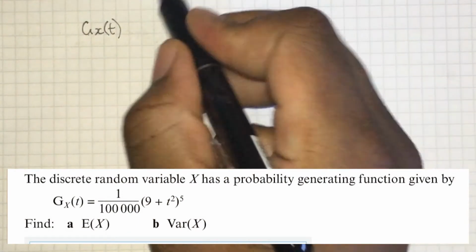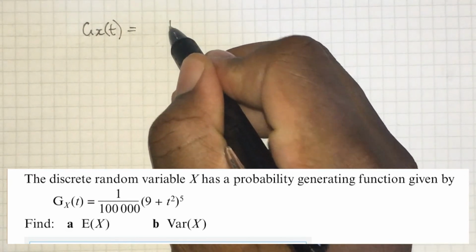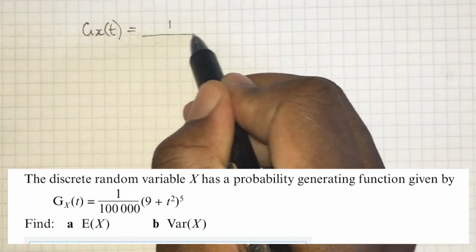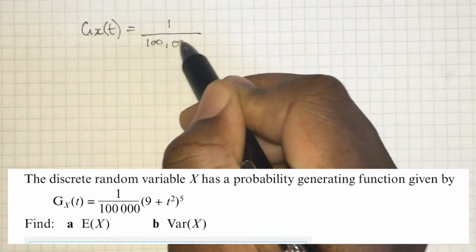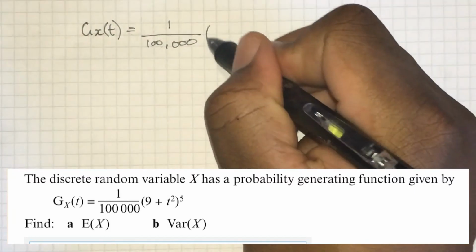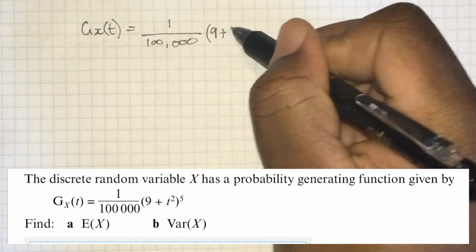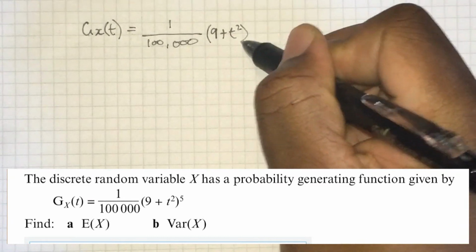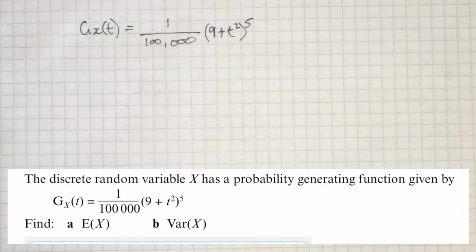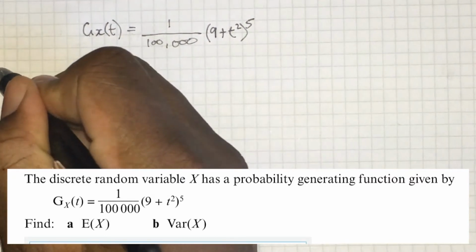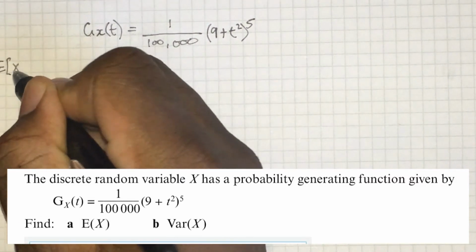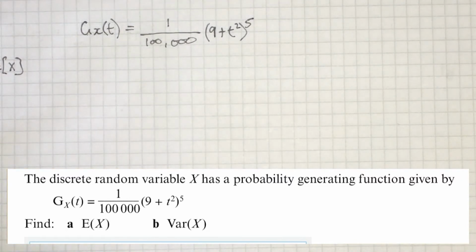So here in this example, we've been given the definition of the probability generating function, and it's 1 over 100,000 multiplied by (9 plus t squared) all to the power of 5. We've been asked to find the expectation and the variance. So we're going to use the formulas that we derived earlier on. So to find the expectation, I know that I want the first derivative of the probability generating function.